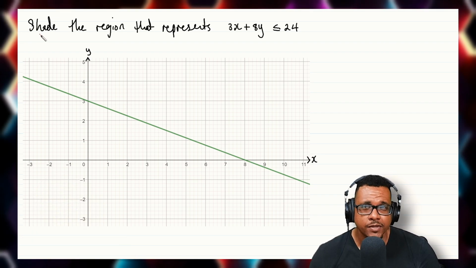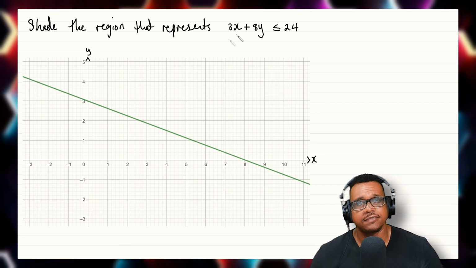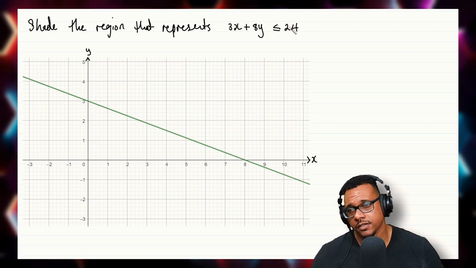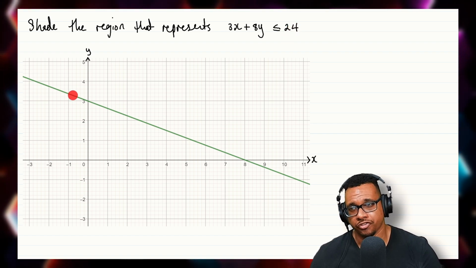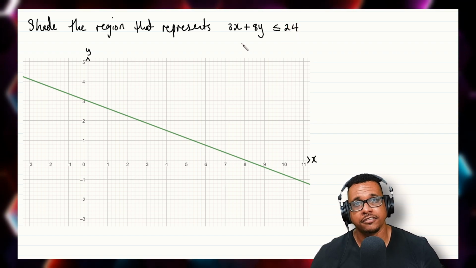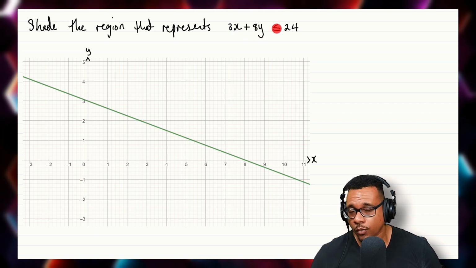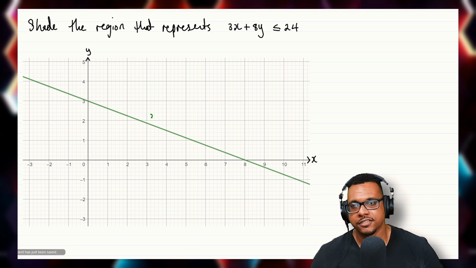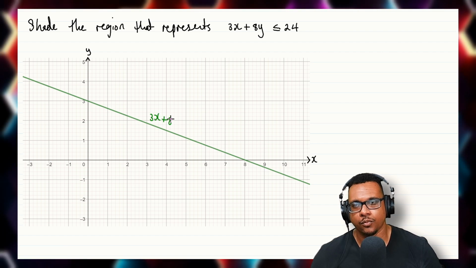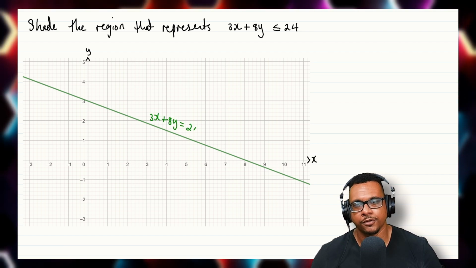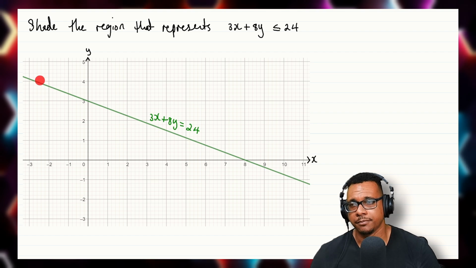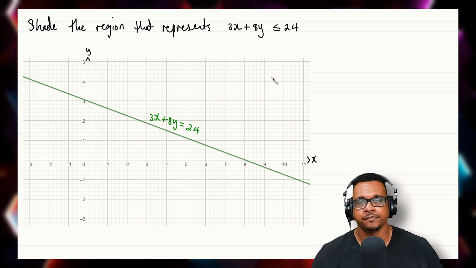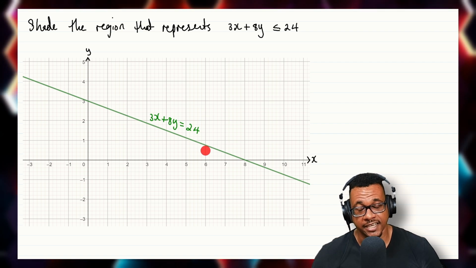So for this question, we have to shade the region that represents 3x plus 8y is less than or equal to 24. So here I have my boundary line, which represents the graph of 3x plus 8y is equal to 24. So let's write that in. This is 3x plus 8y is equal to 24. So this is my boundary line. Of course, it's solid because we have less than or equal to. If it was just less than, it would have been a dotted line.